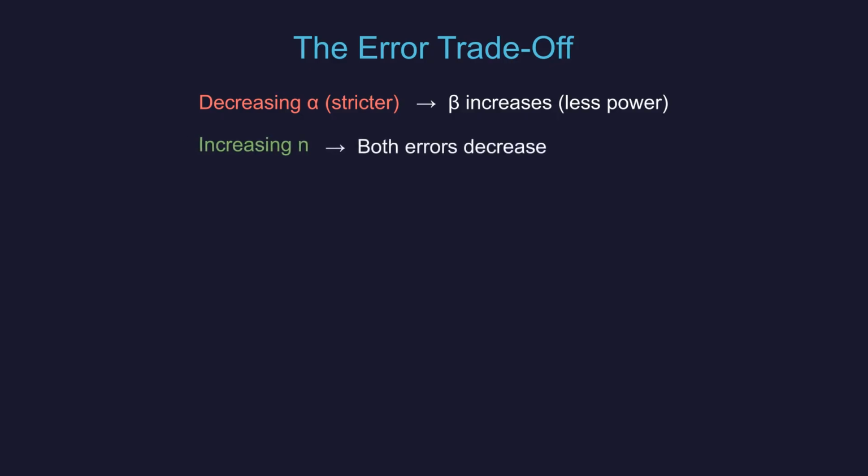There's an inherent trade-off between these errors. If you make alpha stricter, like going from 0.05 to 0.01, beta increases and you lose power. It's harder to detect real effects. The best way to improve things is to increase the sample size, which reduces both types of errors. Also, larger effect sizes are easier to detect, naturally reducing beta.